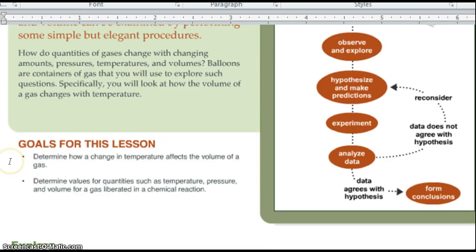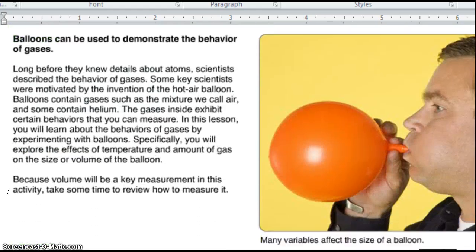Goals for the lesson: determine how a change in temperature affects the volume of the gas. Determine values for quantities such as temperature, pressure, and volume for a gas liberated in a chemical reaction. Many variables affect the size of a balloon. Balloons can be used to demonstrate the behaviors of gases.